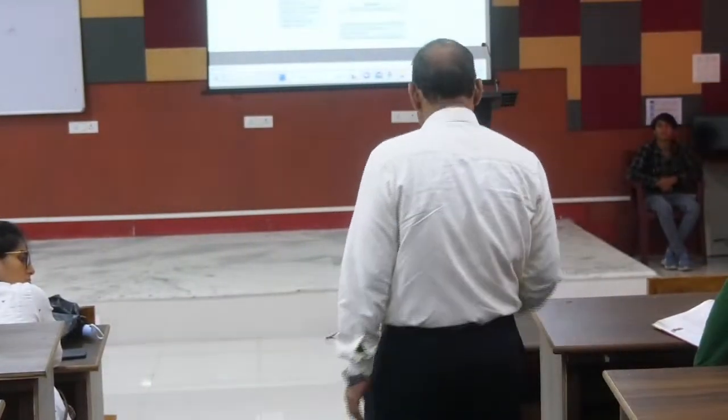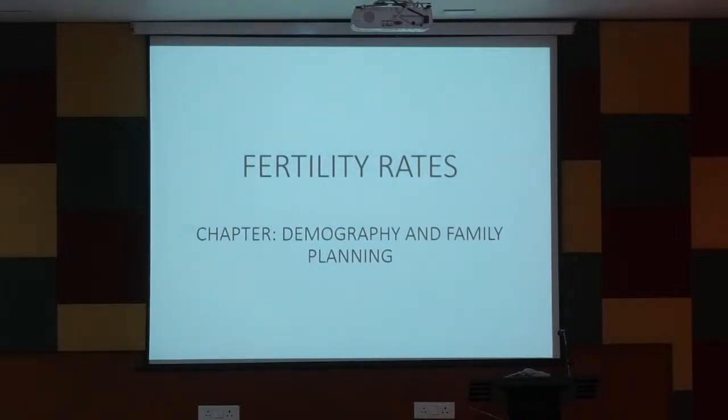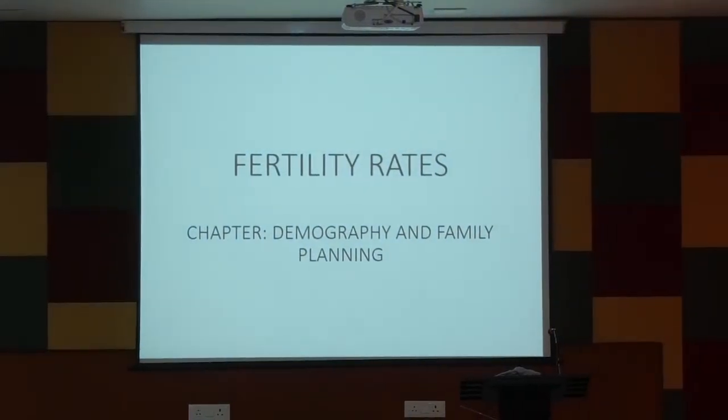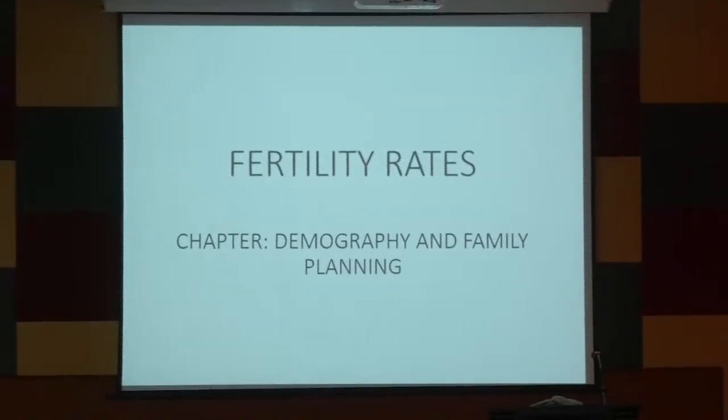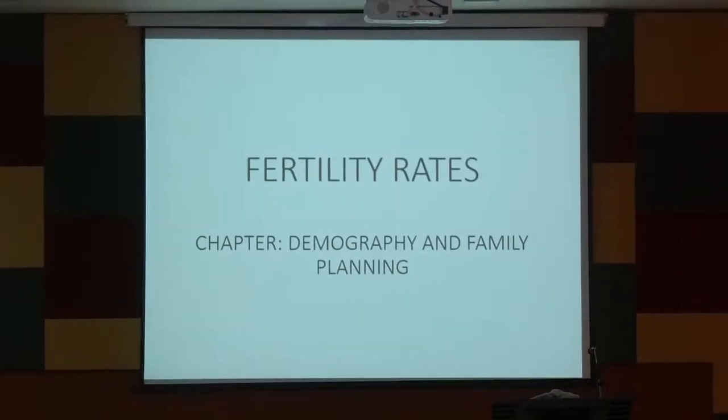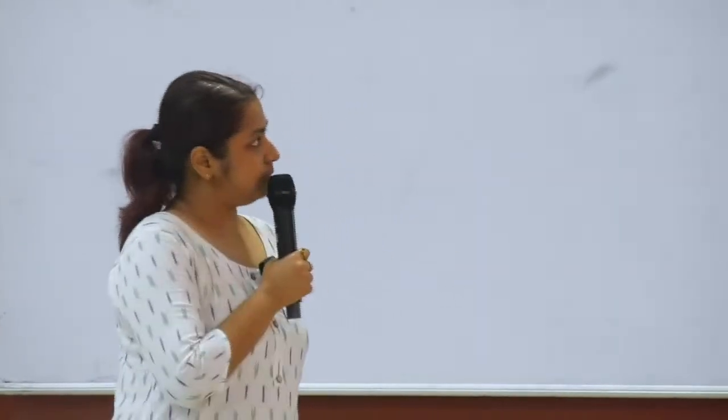We will discuss the chances of reproduction, or chances of bearing a child. Not everyone in the population is in that reproductive age group. So separately, fertility rates have been drawn to understand this situation. Firstly, there is the general fertility rate. General fertility rate is the number of live births per 1,000 women in the reproductive age group in a given year.